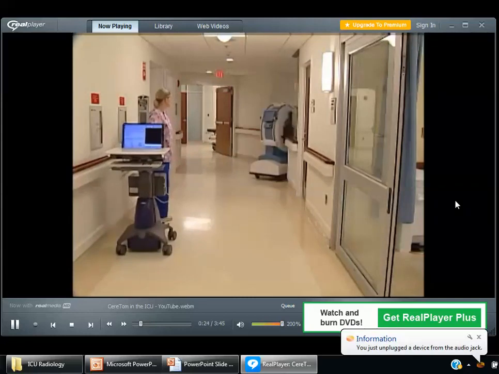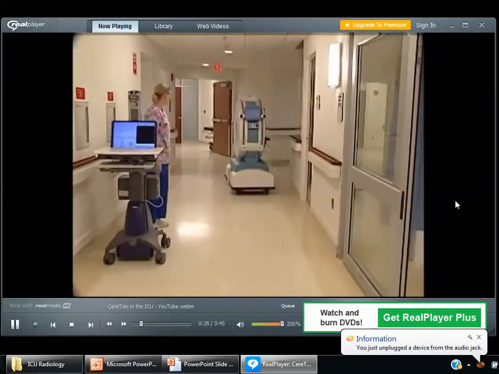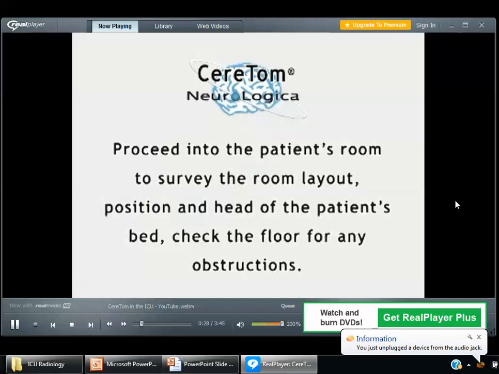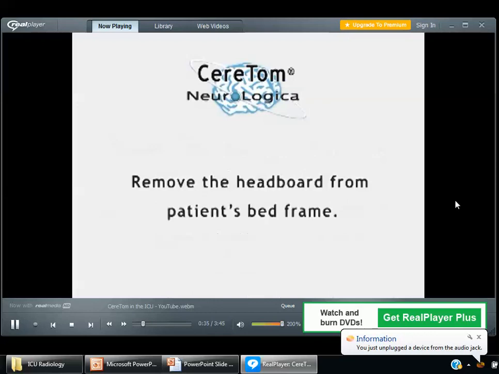Retrieve the Ceratom and workstation from the assigned storage location. Proceed into the patient's room to survey the room layout and position and head of the patient's bed. Check the floor for any obstructions. Remove the headboard from the patient's bed frame.